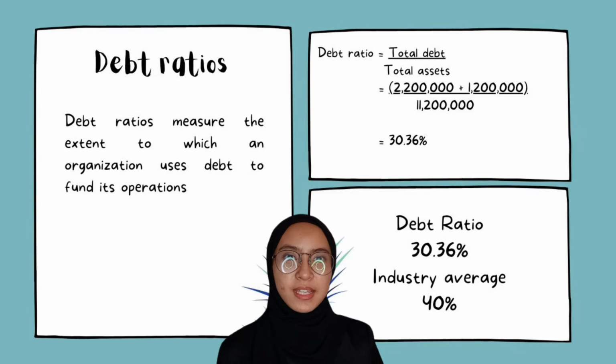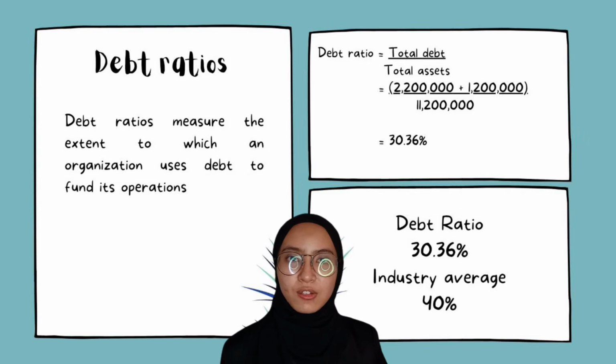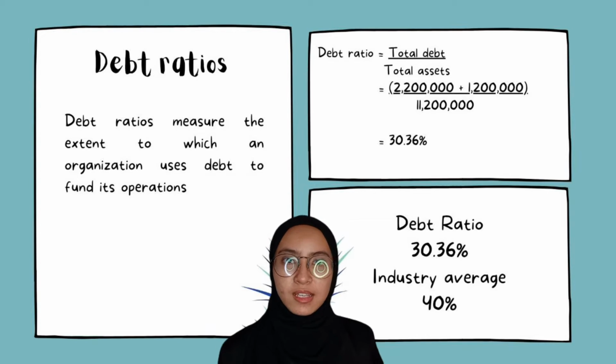The first ratio is debt ratio. Debt ratio measures the extent to which an organization uses debt to fund its operations. It can also be used to study an entity's ability to pay for that debt. Here is the calculation of debt ratio. Total debt divided by total assets, and the answer is 30.36%. Based on this calculation, Hikmat Bati Berhad has lower borrowings than other companies in the industry, which is good for the firm compared with the industry average, which has a 40% debt ratio.